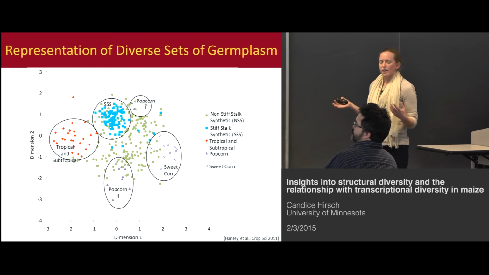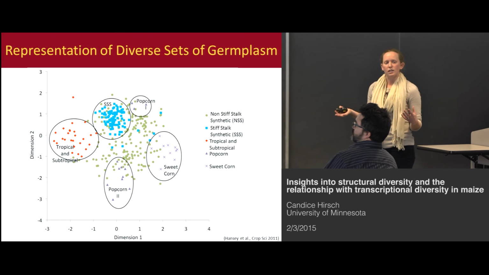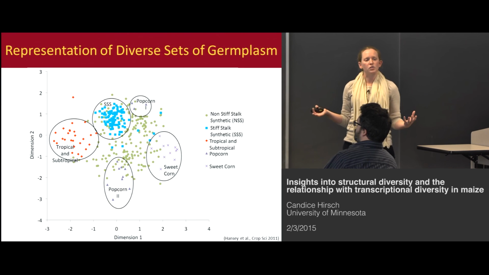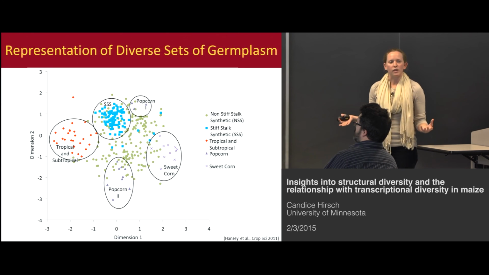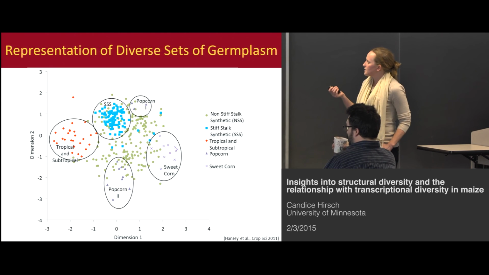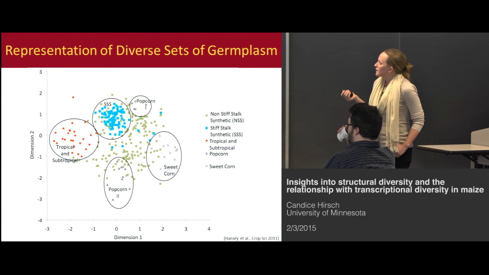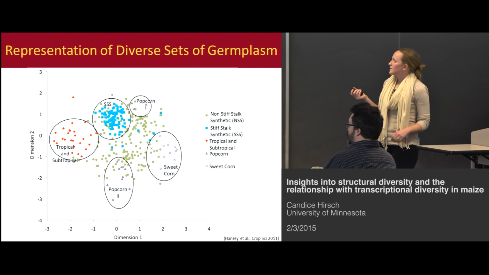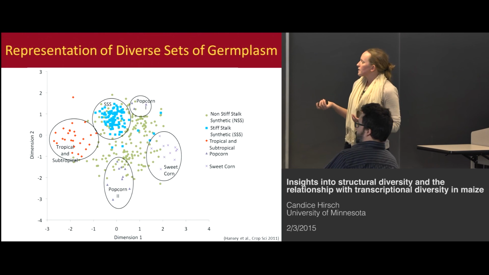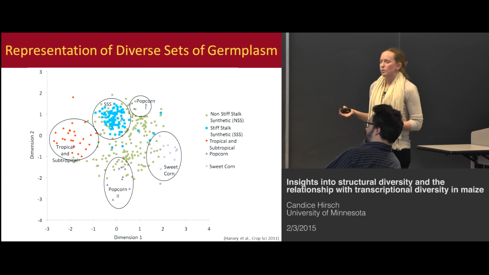So within this set of 503 lines, we selected them to represent as much diversity as we could in the context of also being able to flower and mature in a Midwest growing environment, so we could phenotypically evaluate them. And so we had stiff stalk lines that were present in the set of 503 lines, non-stiff stalk lines, so these are the 2 major heterotic groups for corn. And then we also had tropical material, popcorn lines, and sweet corn lines.